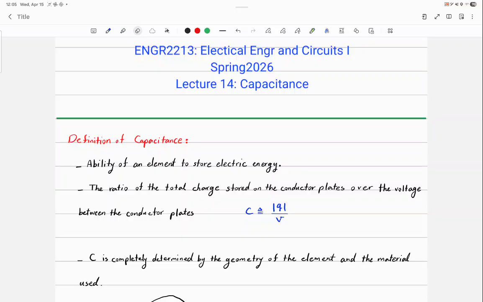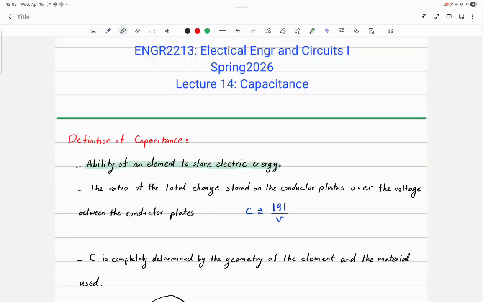But the similarity between the equations and concept of capacitance and inductance actually makes it easier to remember and figure out the problems. For example, we learned that inductors are elements which have the ability to store magnetic energy. Now, in the same sense, capacitance is the ability of an element to store electric energy. So magnetic, electric.